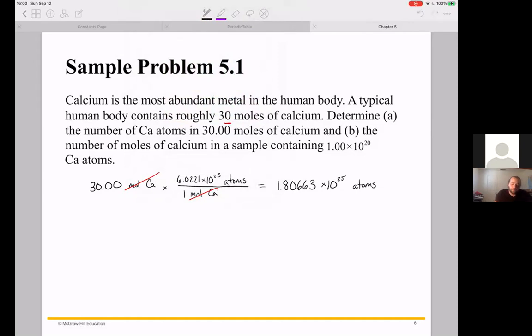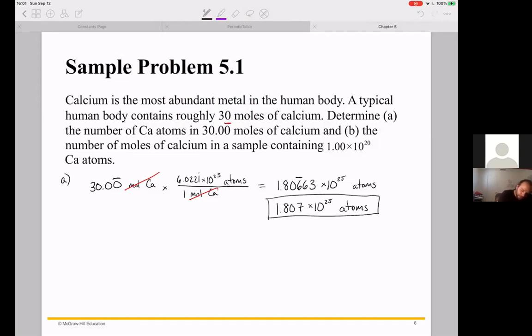And then the last step is going to be sig figs. I have 4 sig figs in this number here. I have 5 in Avogadro's number, so I'm going to round to 4 sig figs over here. So my final answer that I would give would be 1.807 times 10 to the 25th atoms. This would be my final answer here, rounded to the correct number of sig figs.